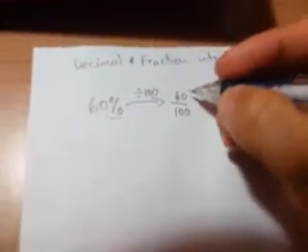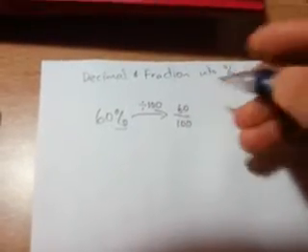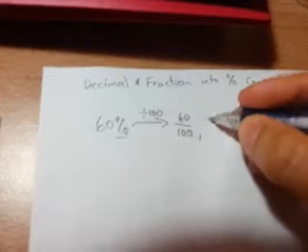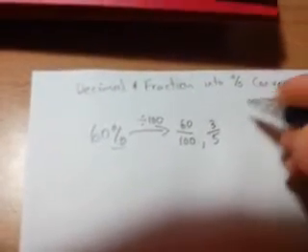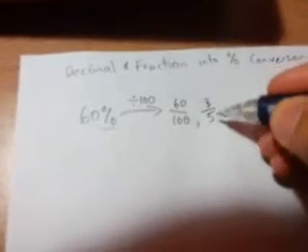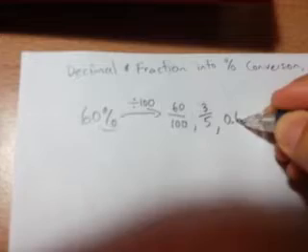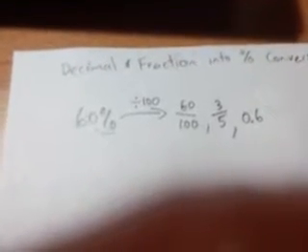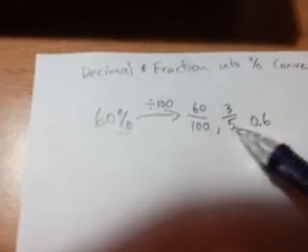Or I could simplify it or reduce it, right? I could cancel the zeros, divide by 2, and then what would I get? I could also write this as 3/5. And I could do long division and do 3 divided by 5, and this could also be represented as 0.6. So 60% could be represented as all these three different things.